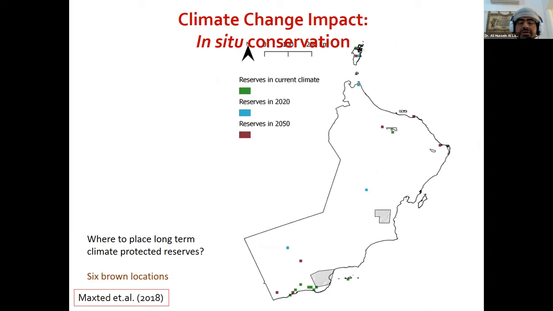The green spots here are for the current model. But if we take 30 years from now, there are many more reserved or protected areas to be established for these spots, because of the impact of climate change. And this was of course done with a colleague, in a proposal submitted by Dr. Maxted from the University of Birmingham.